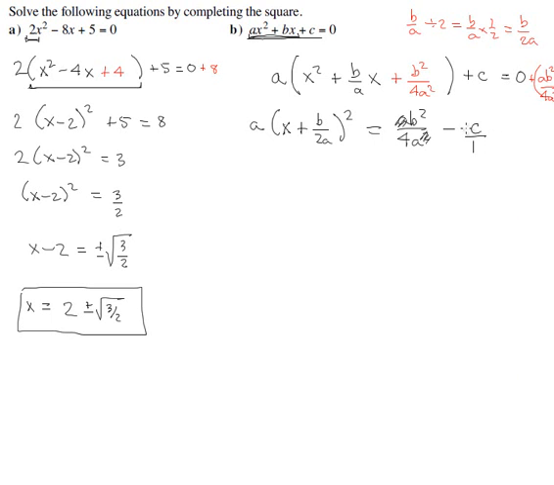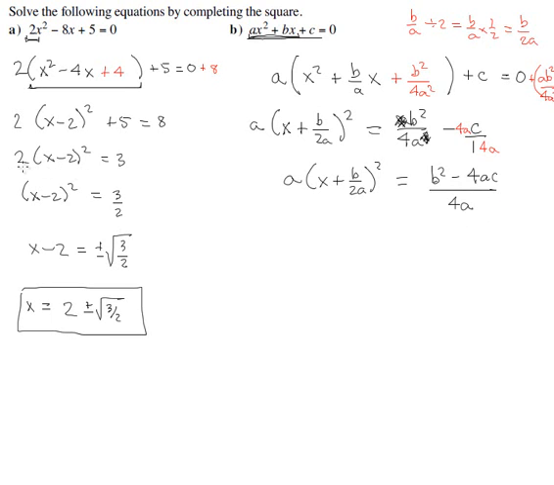The denominator is 4a, so I'm going to multiply this by 4a. I'm going to multiply this by 4a. And in the next line I'll resolve all of this. So we have a times x plus b over 2a, it's all squared. And on the right we have b squared minus 4ac, and it's all over 4a. Now, that corresponds to this state in the original question.